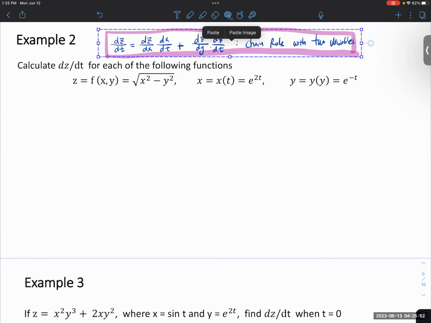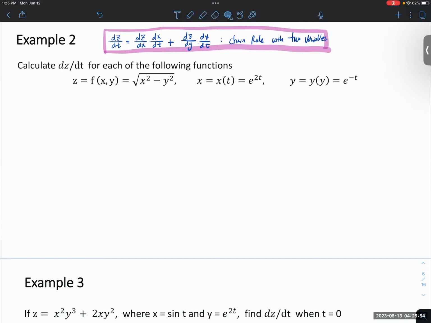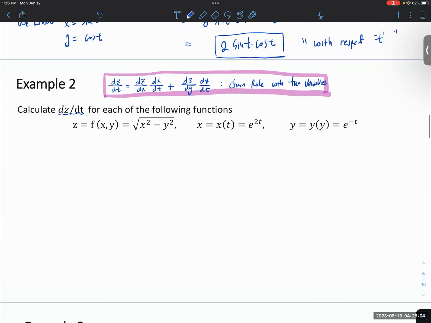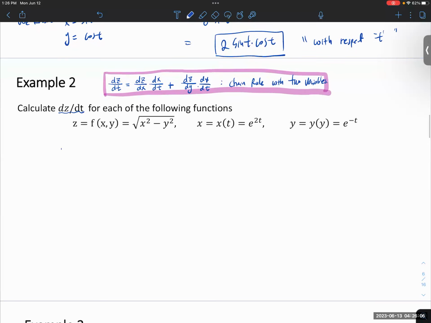I'm going to keep utilizing the chain rule formula right there. So again, we're taking the z equation, and you're taking the derivative of the z equation with respect to t. So we're going to do the whole thing. First, dz over dx, the x branch. This is going to be x squared minus y squared, and then the radical is a half exponent. So you're taking the derivative.